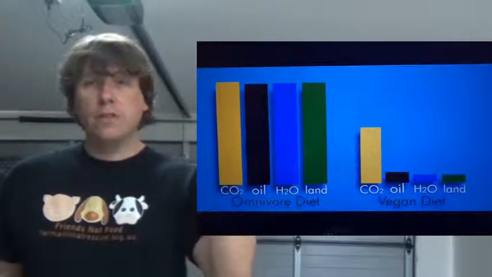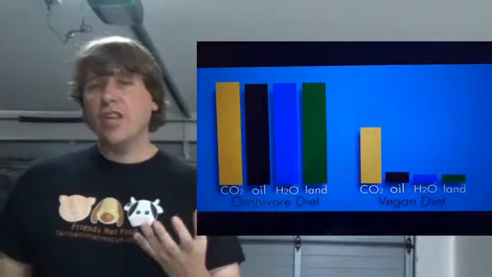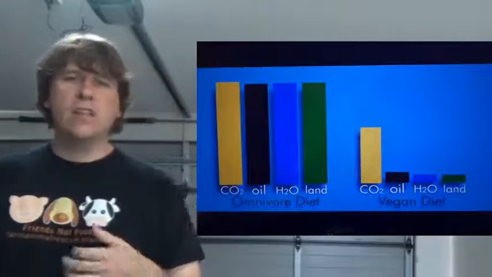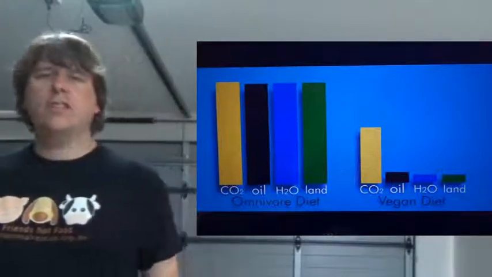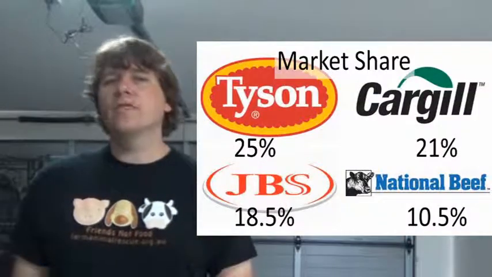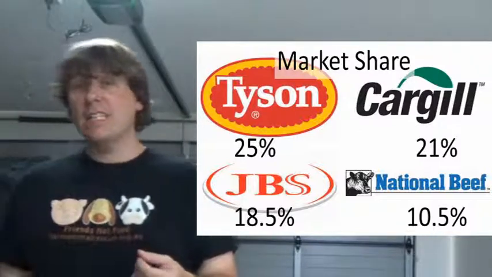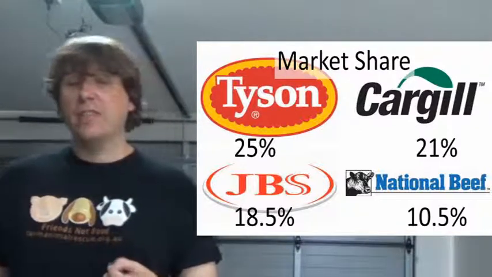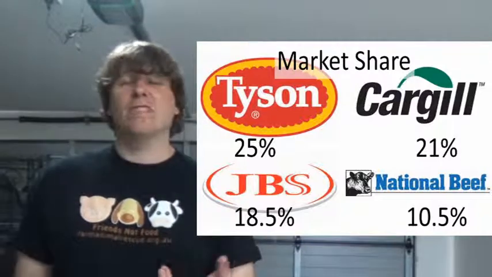One of them has to do with money. Meat is fairly cheap, and so is dairy. And it's because they get a lot of subsidies, as the meat industry is very, very powerful. Let's just take a look at the United States, for example. We've got Tyson with 25% of the market, Cargill with 21%, JBS 18.5%, and National Beef 10.5%. So that is huge. That's well over 50%. That's around 70%, I think it is.